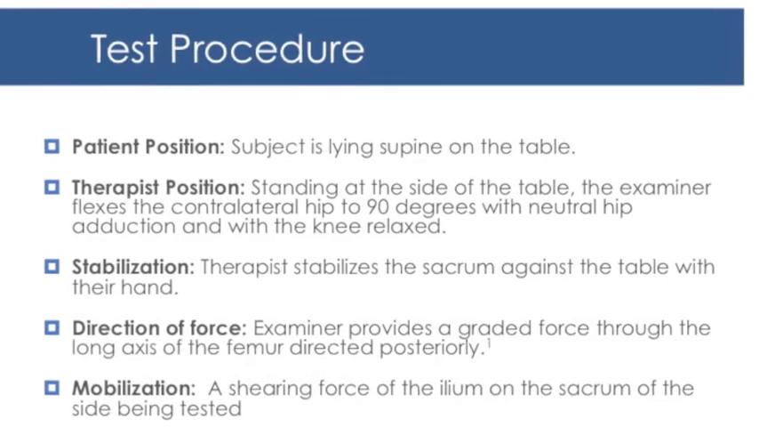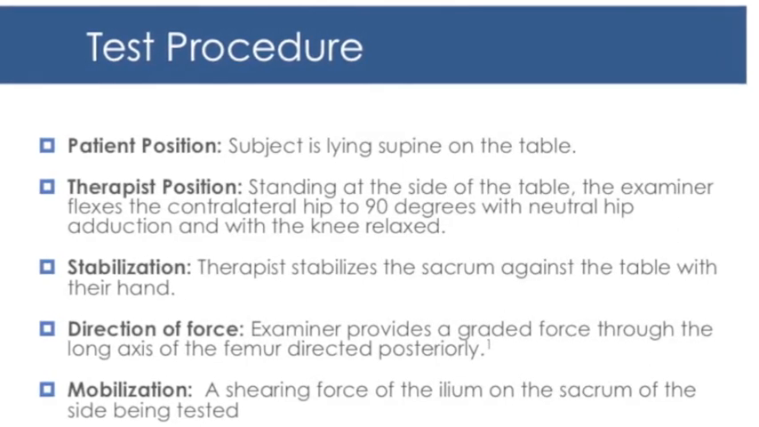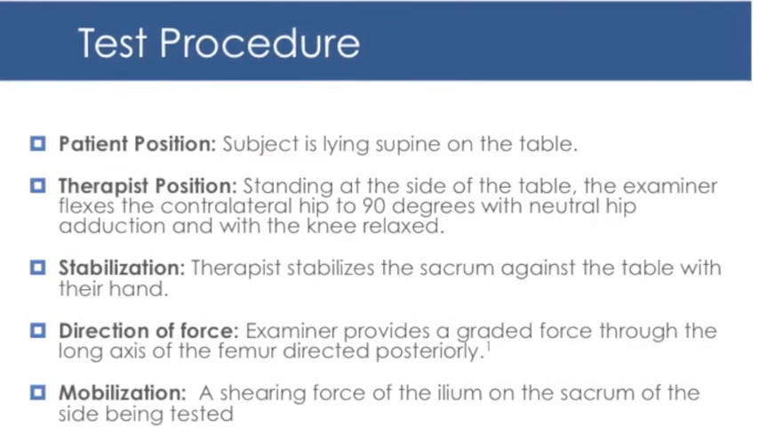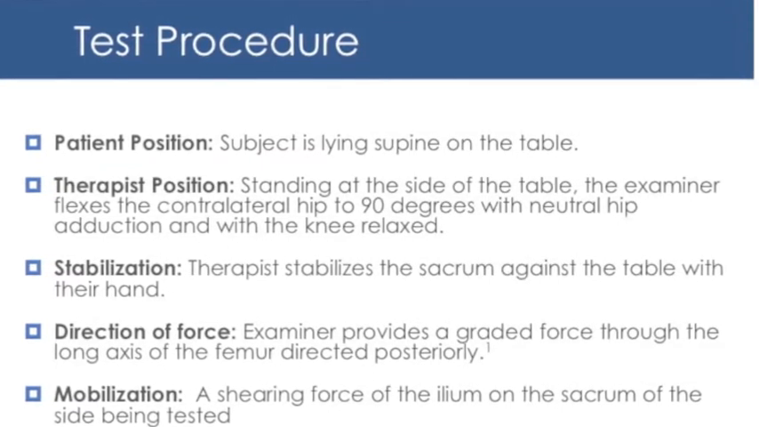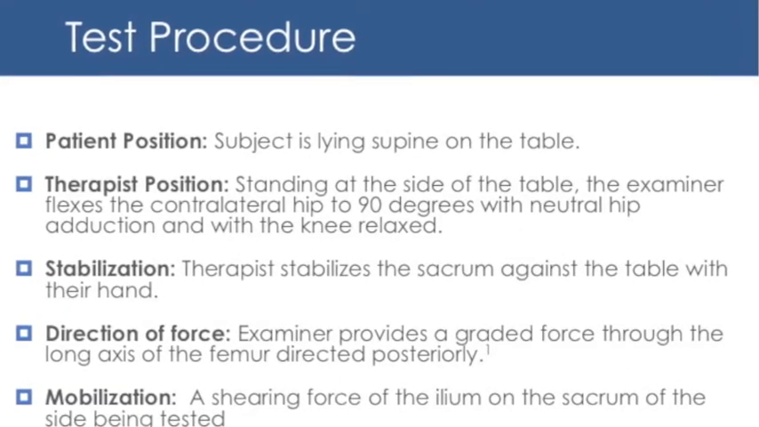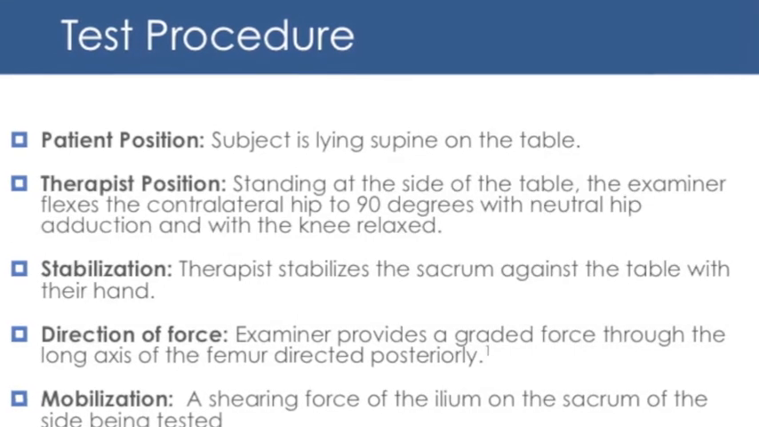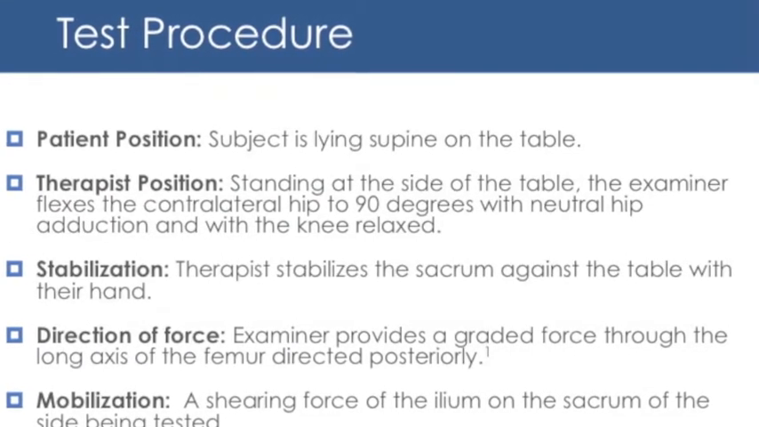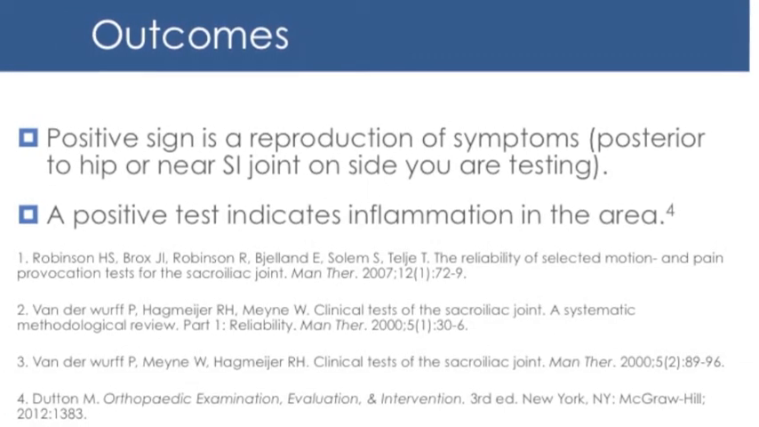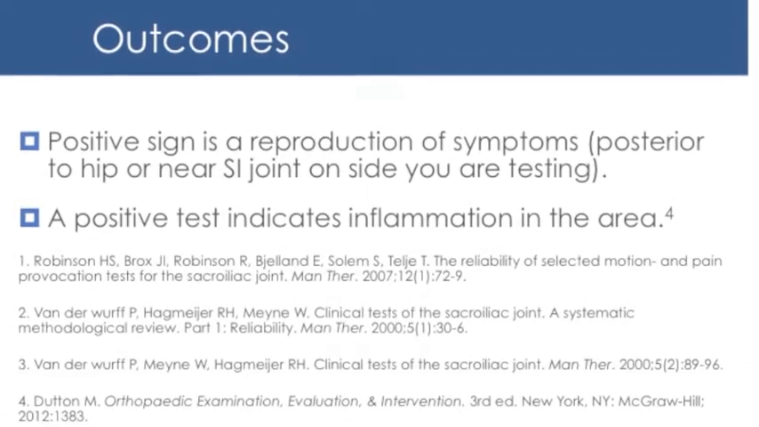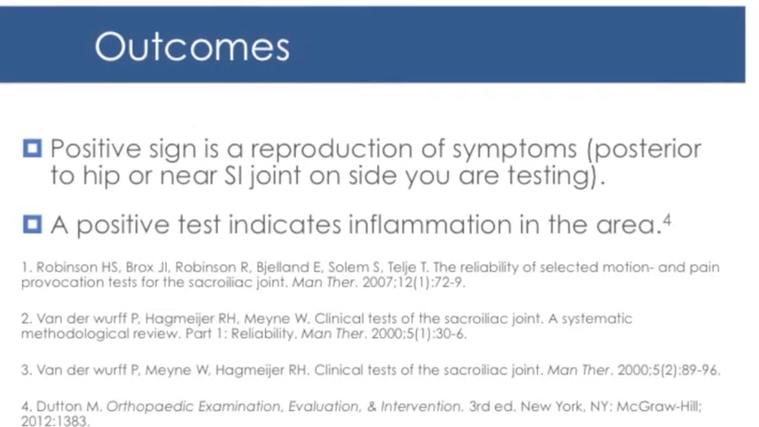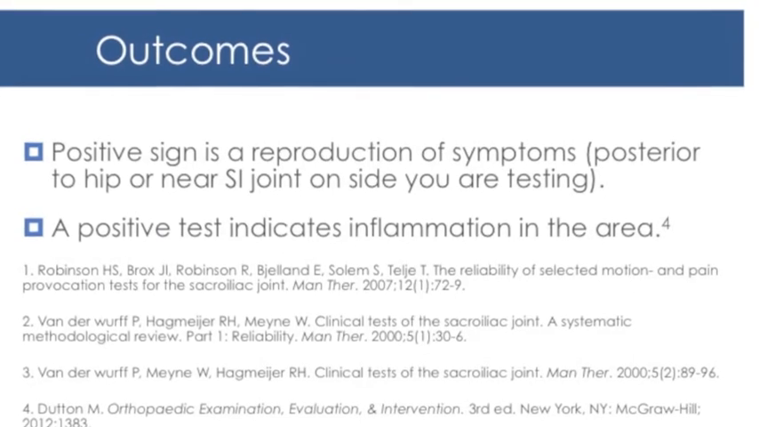This slide is a summary of the testing procedure that will be demonstrated in a mock interaction. Here we have a summary of the patient position, therapist position, stabilization, direction of force, and mobilization in the thigh thrust test. A positive sign is when a patient reports that the thigh thrust test reproduced their symptoms. A positive test indicates inflammation in the area.